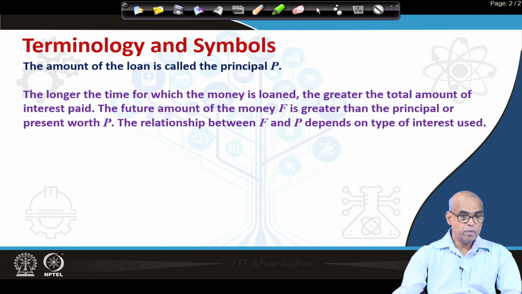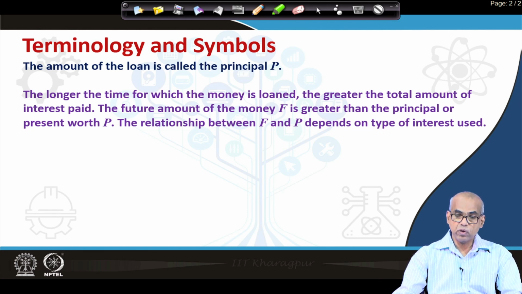Now, we will be familiar with certain terminology and symbols. The amount of the loan is called the principal and we represent it by P. The longer the time for which the money is loaned, the greater the total amount of interest paid. The future amount of money, which we will represent by F, is greater than the principal or present worth P. Principal is also known as present worth.